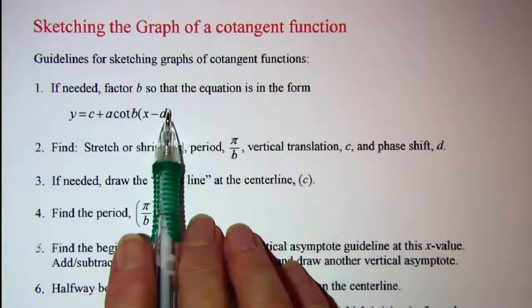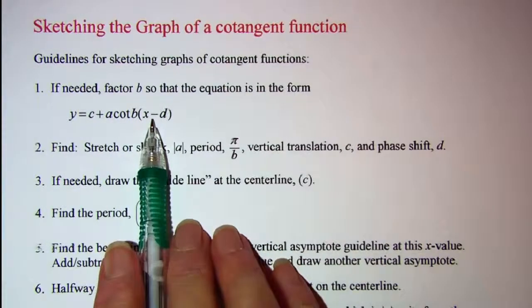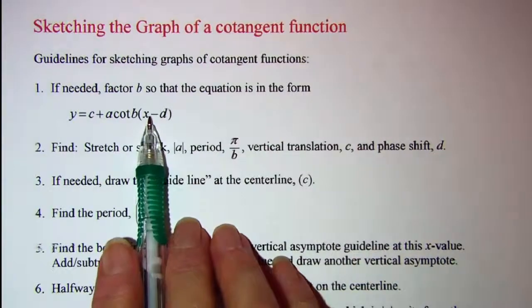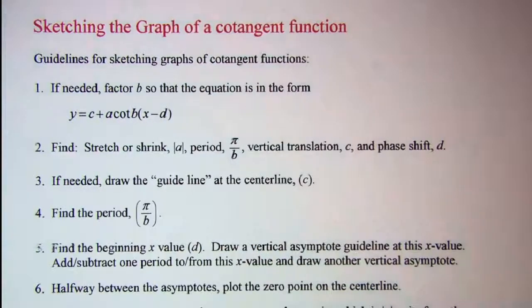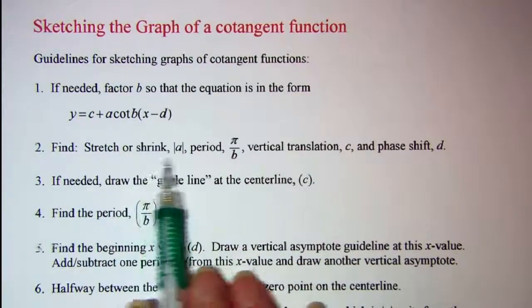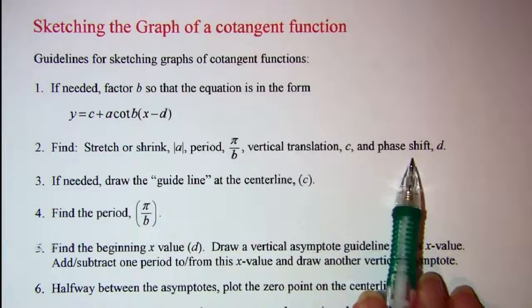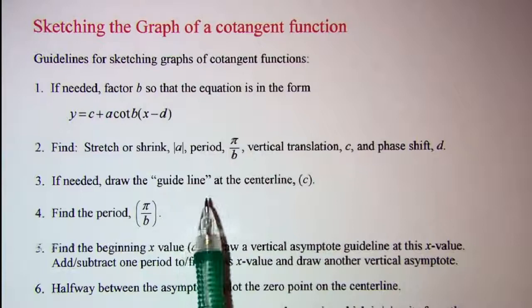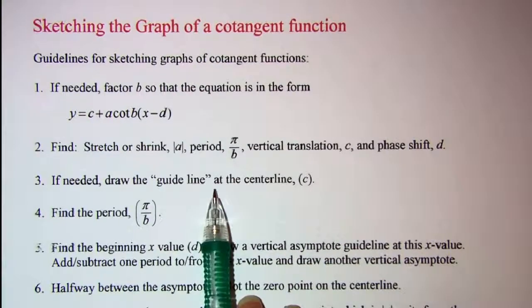And then within our argument, the number that's subtracted from x will be my phase shift. That's the D value. So factor out B if necessary. Then find these values. If needed, draw a guideline at the center line.